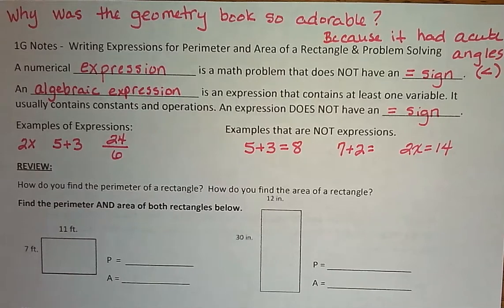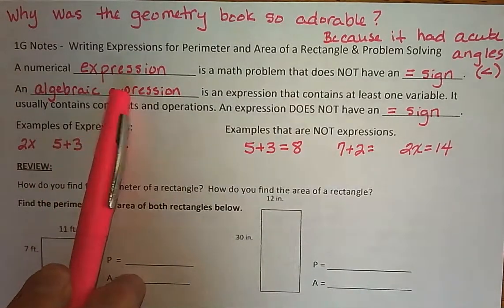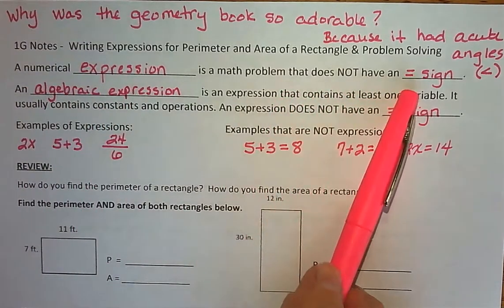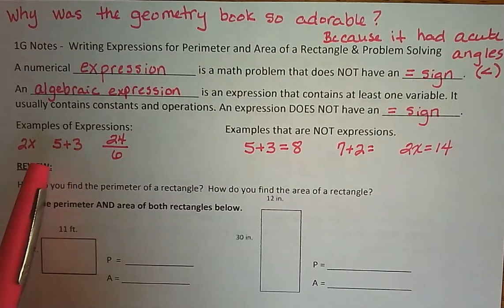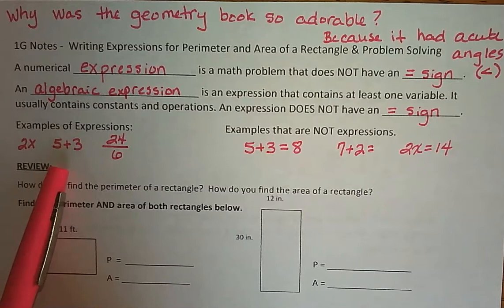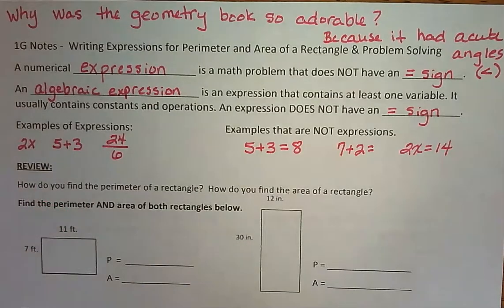All right, so we're going to be talking about numerical expressions. A numerical expression is a math problem that does not have an equal sign. This is an example of a numerical expression. It has numbers in it, and it's a math problem, but it doesn't have an equal sign. It does have some operation symbols, but no equal sign.